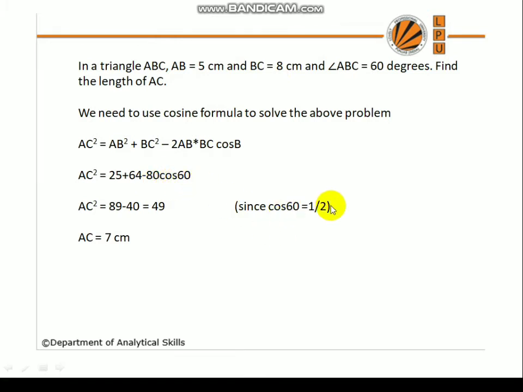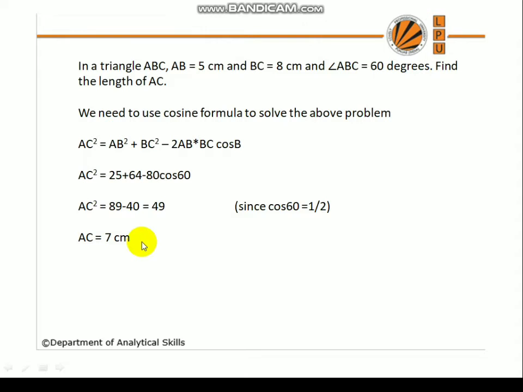We all know cos 60 degree is half. So 80 into half is 40. So 25 plus 64, which is 89, minus 40, which is 49. Therefore, AC square is 49. Therefore, AC equal to 7 centimeter. Square root of 49 is 7. Therefore, the third length of the triangle AC equal to 7 centimeter.